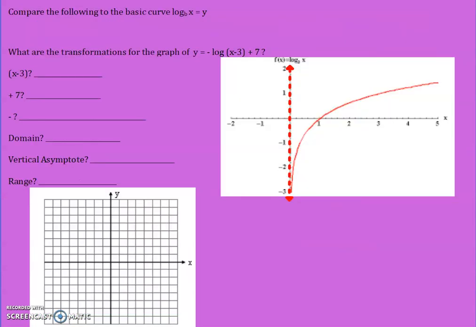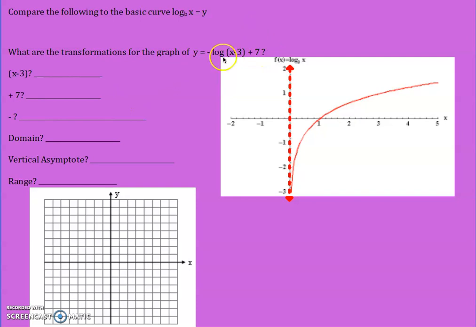All right, let's go ahead and take a look at a graph. So graphically speaking, we want to compare the following to the basic curve log base b of x equals y. So when we're looking at our graph here, we have y equals negative log of x minus 3. Notice our base is the common log of 10. It's not written there. And then we have plus 7 on the outside.